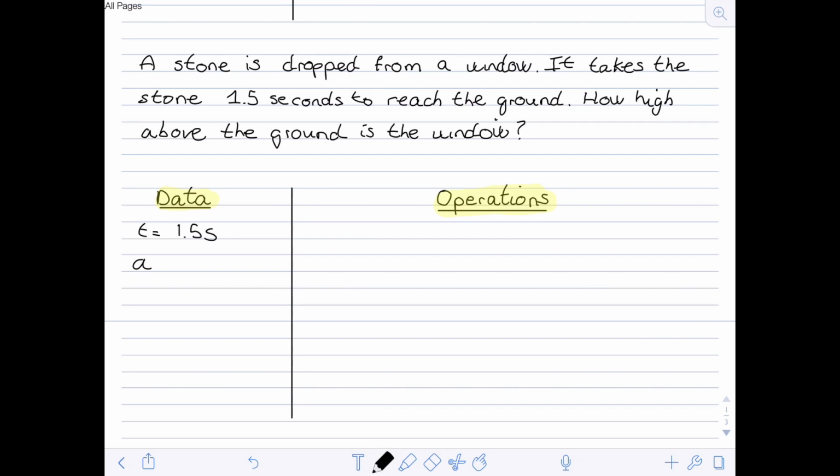We also know that the acceleration due to gravity is 9.8 meters per second squared, as I said at the start of the video. What else do we know? Well, the initial velocity is equal to 0 meters per second, and we don't know the distance, but it's asking us for the distance. How high above, so that's distance. So we're going to call it question mark.